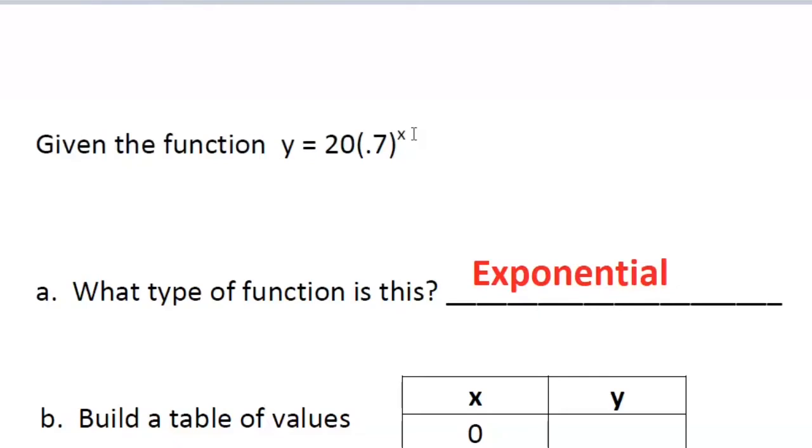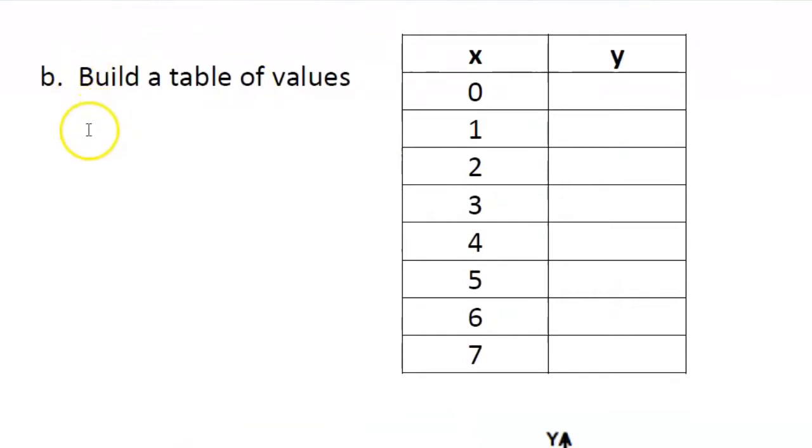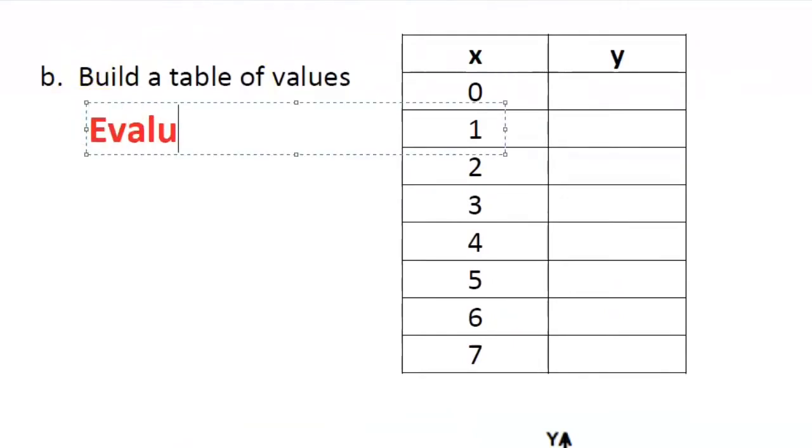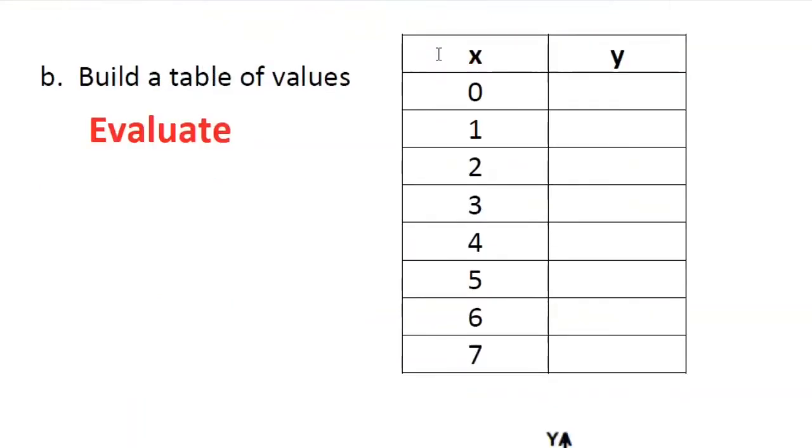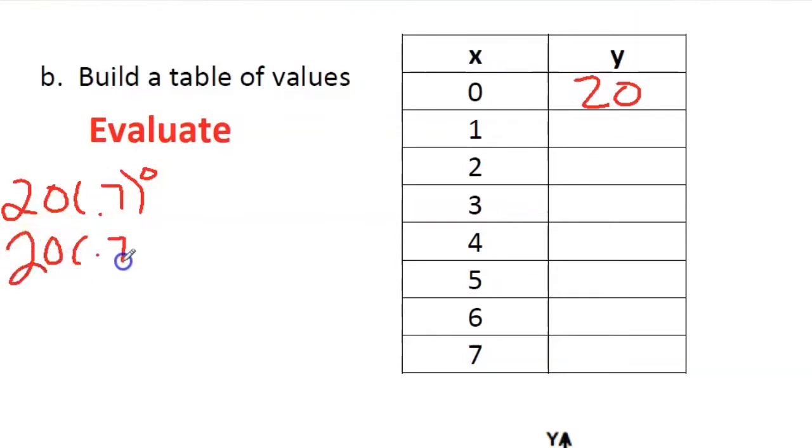Now what we're going to do is build a table of values. So really what that means is we're just going to evaluate, just like we did before. We're going to take our x values and plug them into our function y equals 20 times 0.7 to the power of x. So let's do that down here. I'm going to find 0 first. I'm going to do 20 times 0.7 to the 0 power. That just equals 20. Then I'm going to do 20 times 0.7 to the first power.